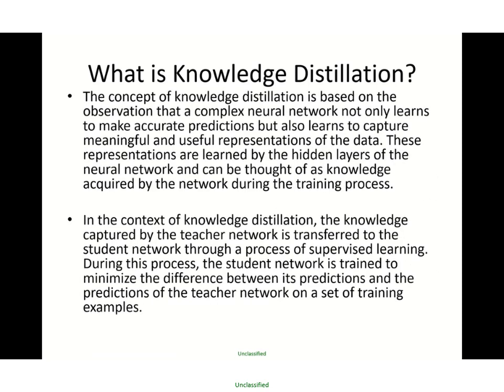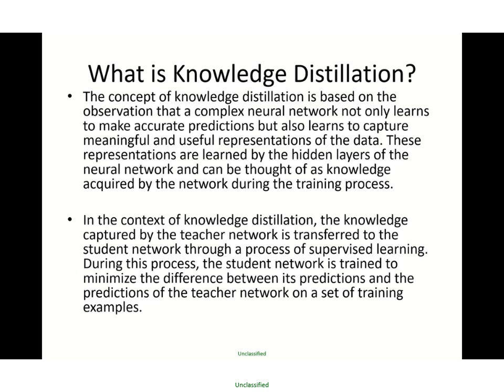The concept of knowledge distillation is based on the observation that a complex neural network not only learns to make accurate predictions, but also learns to capture meaningful and useful representations of the data. These representations are learned by the hidden layers of the neural network and can be thought of as knowledge acquired by the network during the training process.